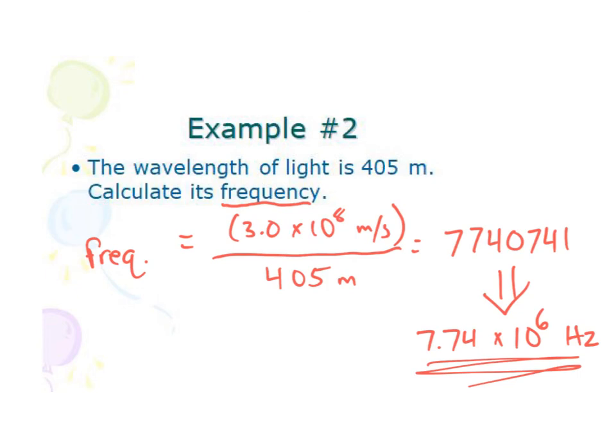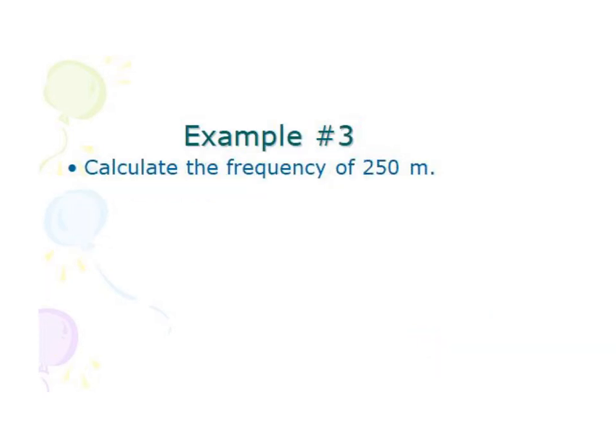Okay, so once again, it's just figuring out what number goes on the bottom. Now, I would like to make note, the top number is always going to be 3.0 times 10 to the 8th. That's always the top number. It's never the bottom number. So you always put that one on the top. All right, let's work out one more.